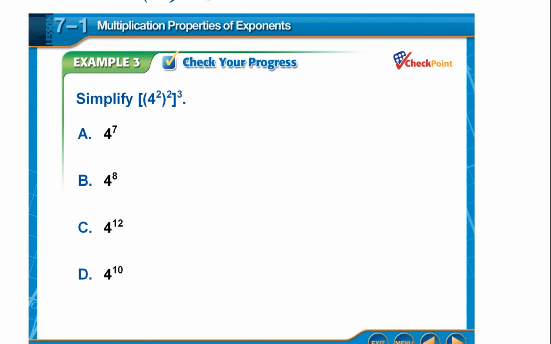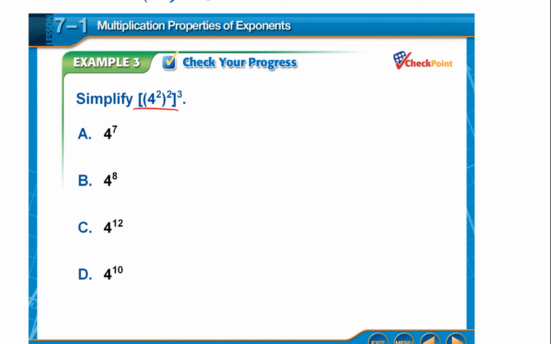Simplify 4 squared, squared, cubed. Did that make sense, what I said? It probably makes sense if you just look at what's written here. That property applies even if we're taking it to a power a couple of times, and you use your order of operations and work inside out.